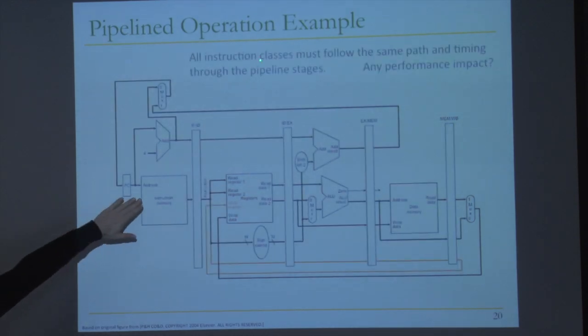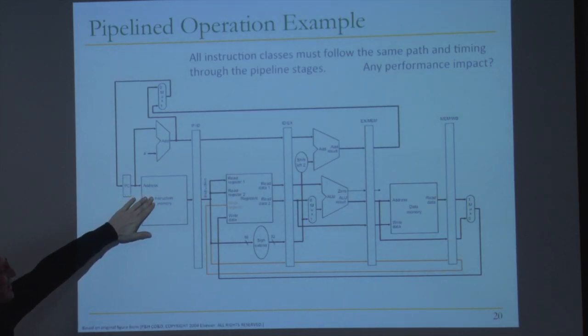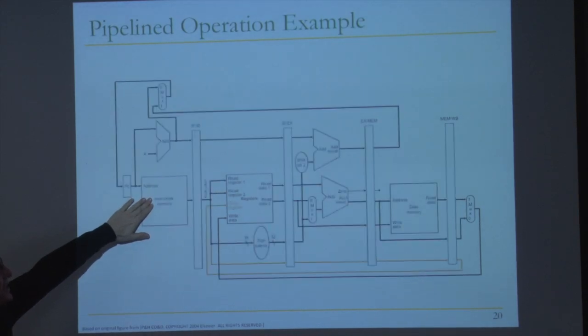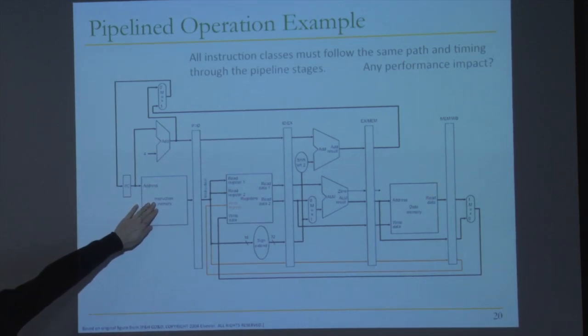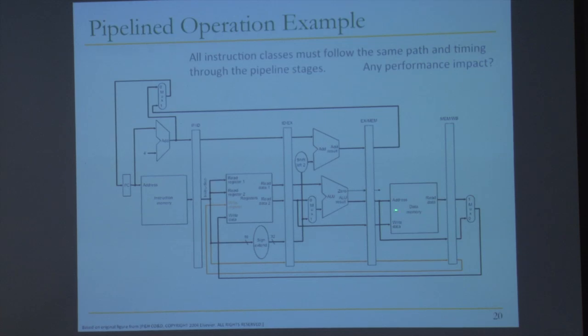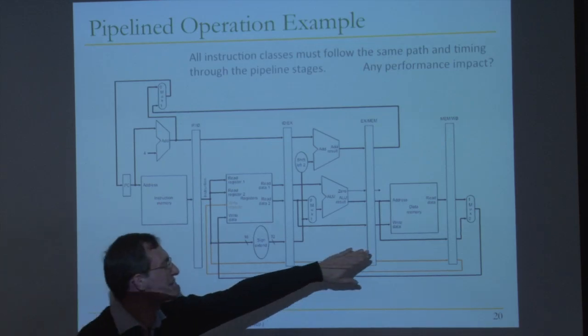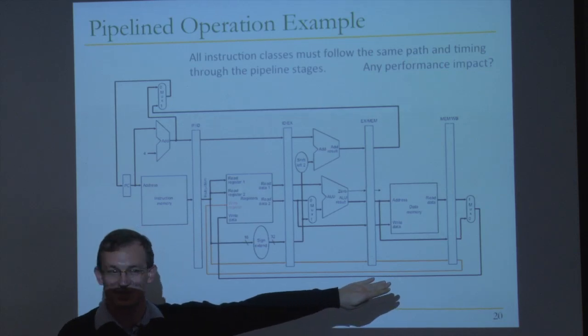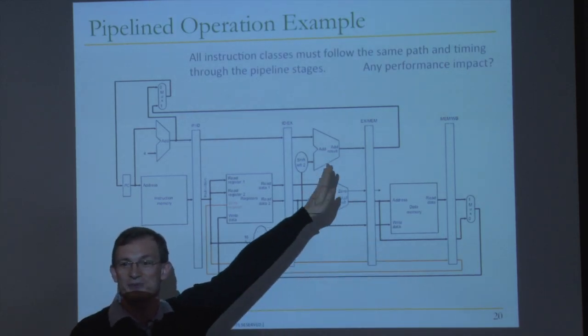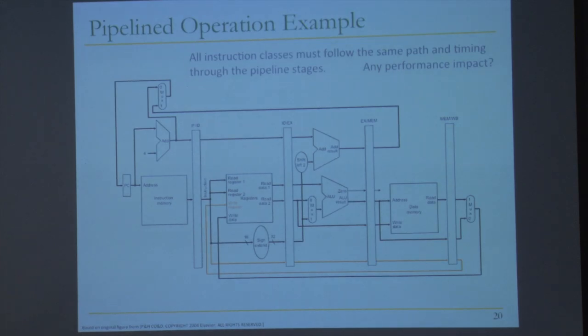But one thing, all instruction classes actually must follow the same path and timing through the pipeline stages. Which means that, for example, there may be some instruction that does not need data memory access, right? But you designed your pipeline this way such that every instruction goes through this data memory access stage. In this stage, for example, nothing else other than data memory access happens. I guess branch is communicated. Ignore that for now. But every instruction, even though they do not need this data memory access, needs to go through that stage, right? Except nothing happens for that instruction in that stage, right? You just propagate everything to the next stage.